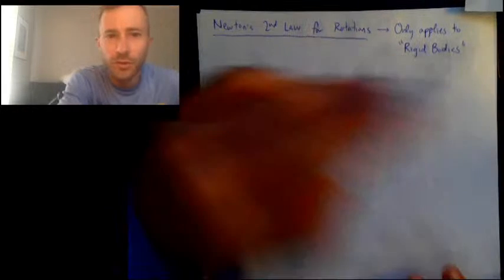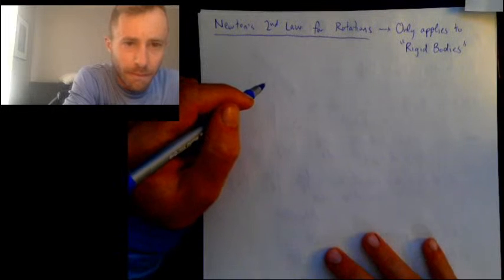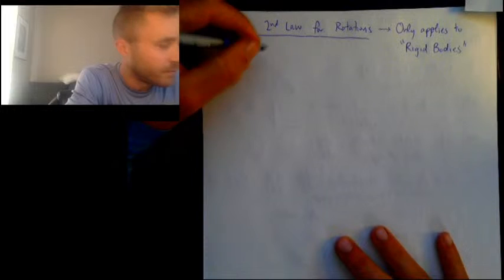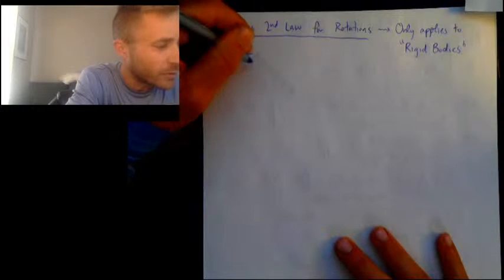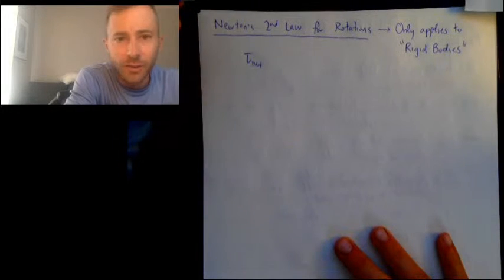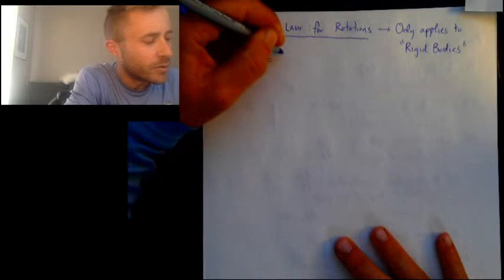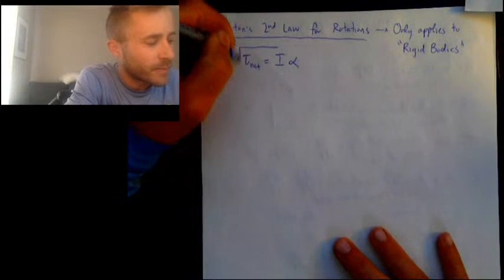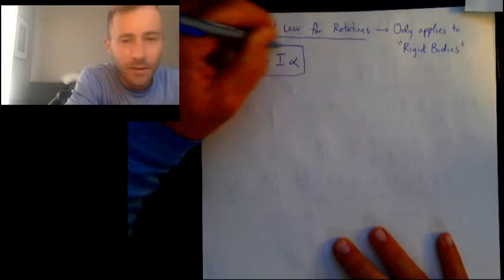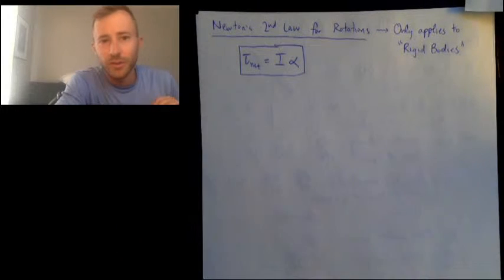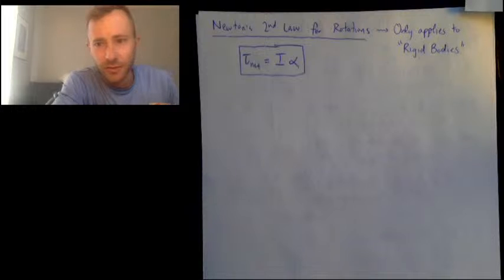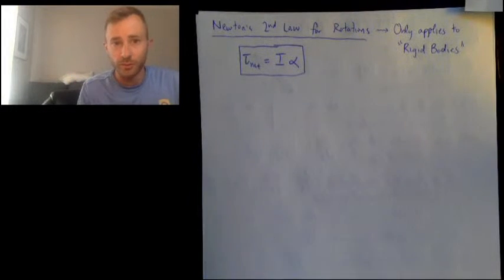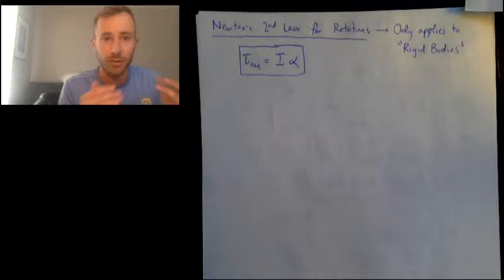So if you assume you have a rigid body, then it is possible to show the following law, which is called Newton's second law for rotations. The net torque is equal to the rotational inertia times alpha. So this is a nice equation because it connects all of the rotational quantities that we've learned about so far, and it puts them into one equation.